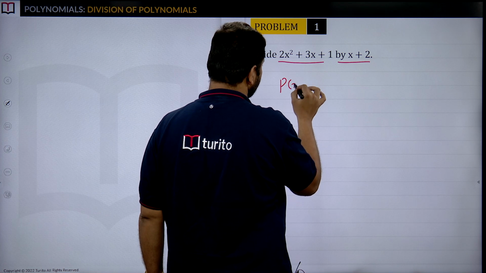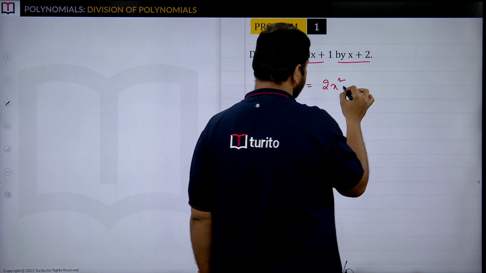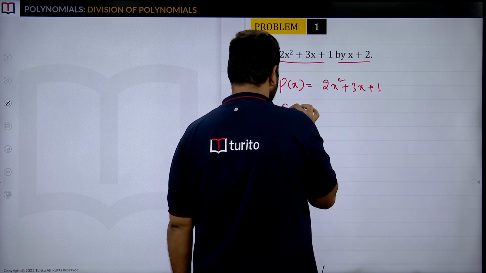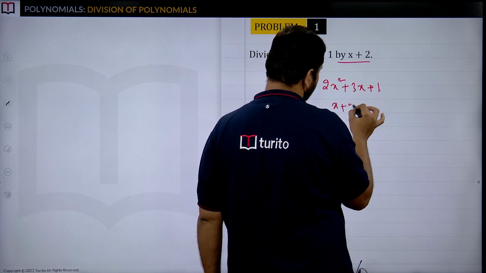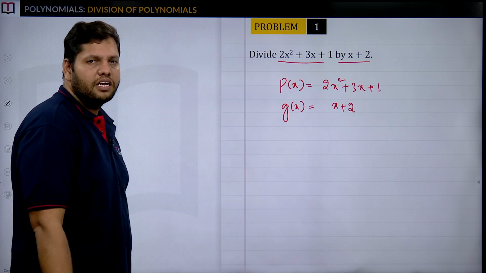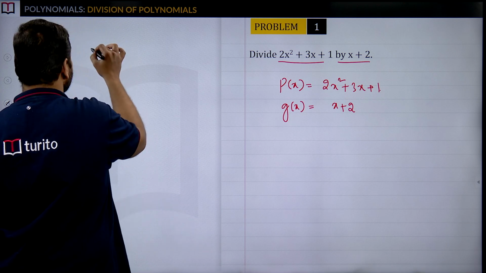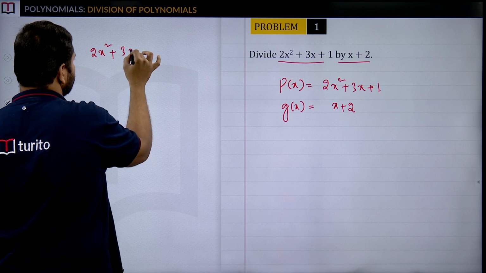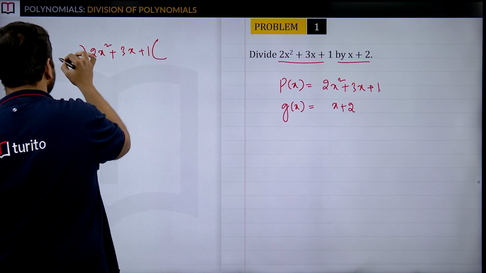You do one thing, children. First take this as p of x. So p of x is 2x square plus 3x plus 1. Next, g of x we can take as x plus 2. Clear, children? Now I am dividing the polynomial p of x by g of x. First write down this polynomial: 2x square, 3x and plus 1. Divide it by x plus 2.